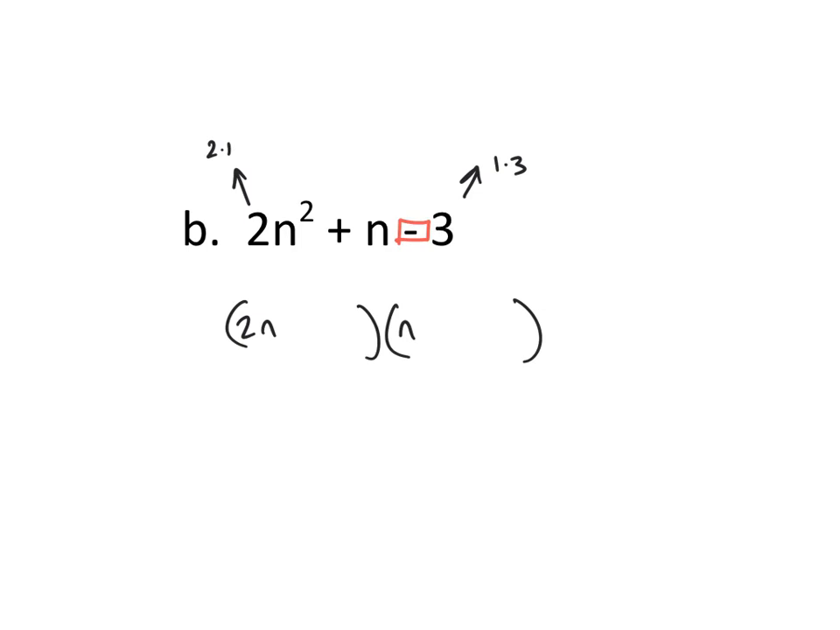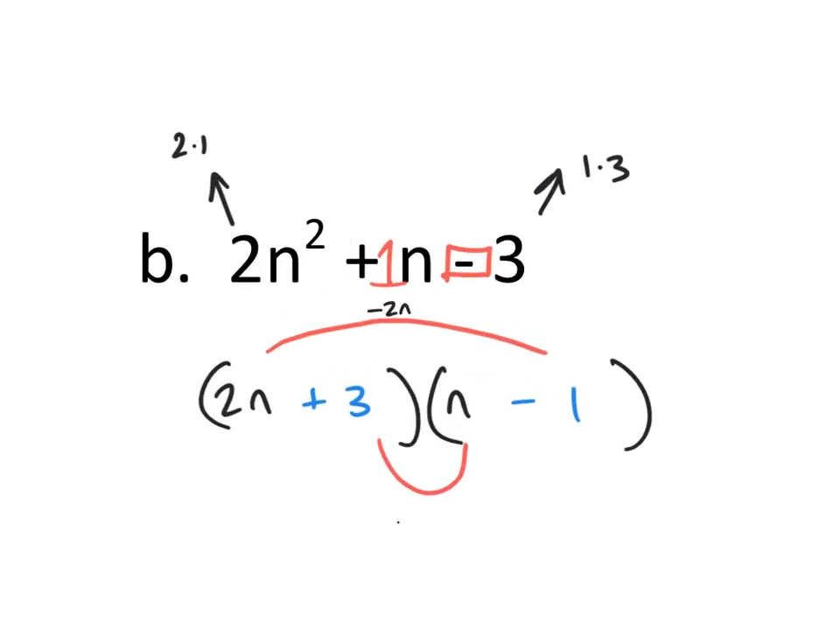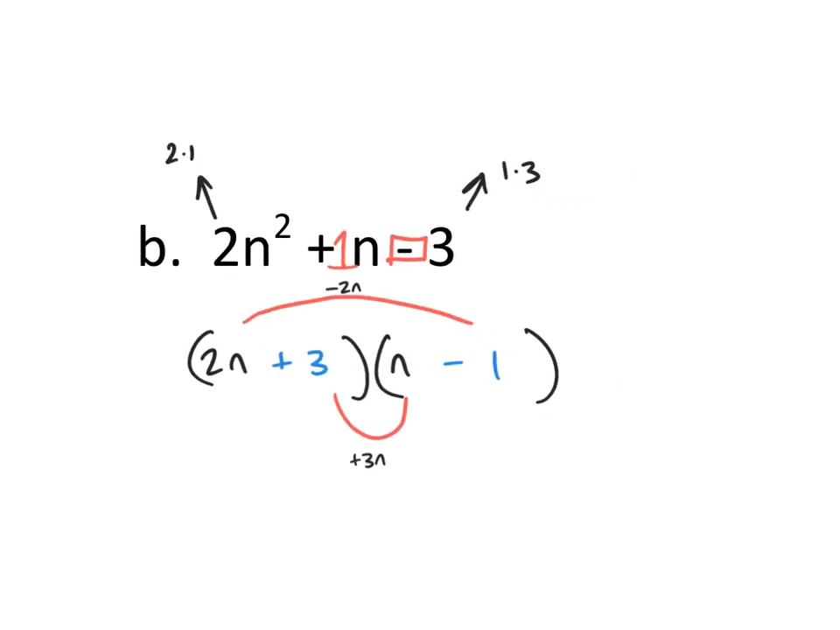So what I'll need to do is make sure I set this up so that when I do the O and I smiley face method, I get a positive answer. And in this particular case, I need them to combine together to give me this 1n. The correct choice here is to put the plus 3 here and the minus 1 there, because positive 3 times negative 1 does give me a negative 3. And then we'll get a negative 2n plus a 3n. Those combine together to give me the 1n. So this is the correct answer.